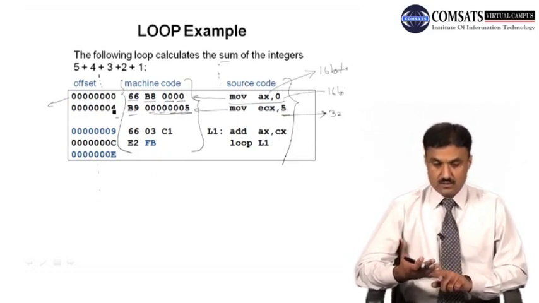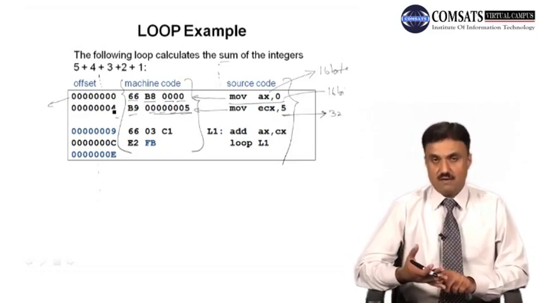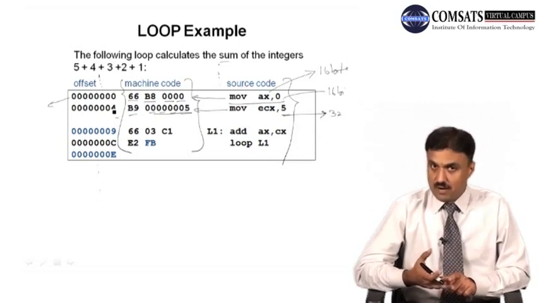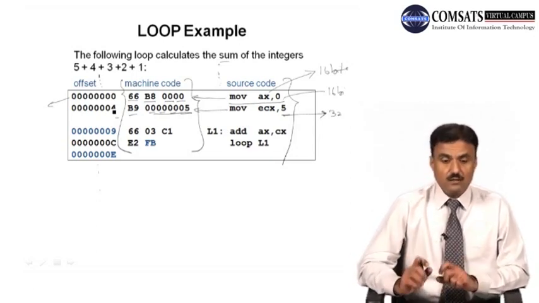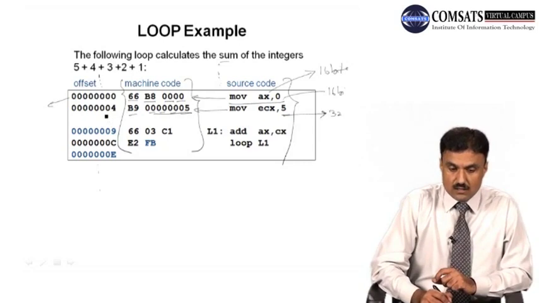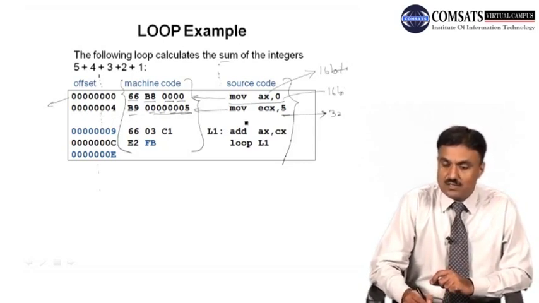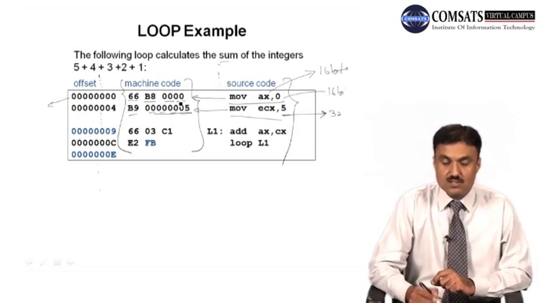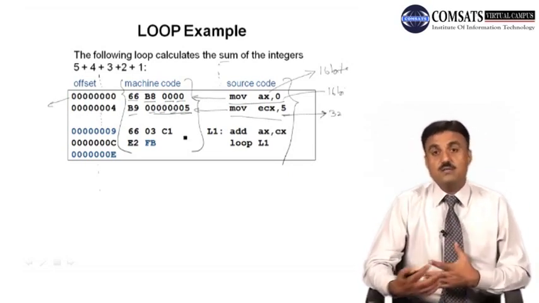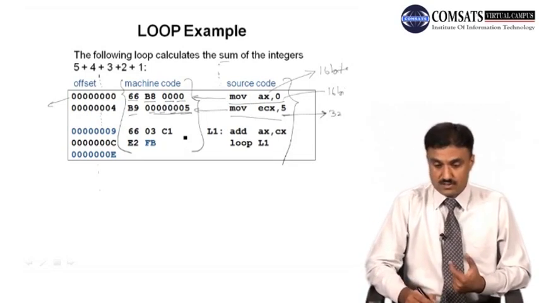The 4th address, 004, 5, 6, 7, 8. So all these 5 bytes from 4 to 8 are assigned, reserved to store only one instruction. For the first instruction, only 4 bytes. And now just come to the next instruction.